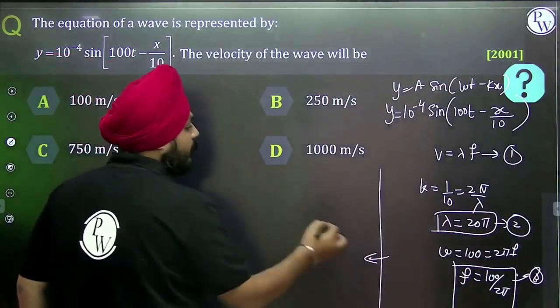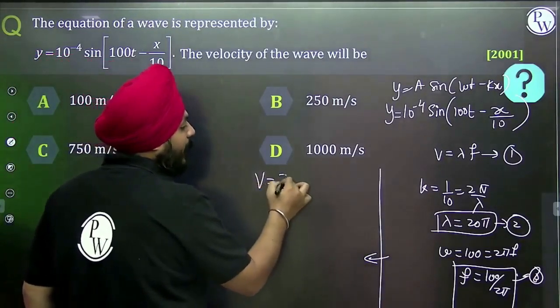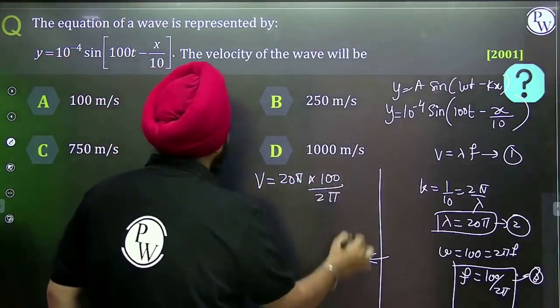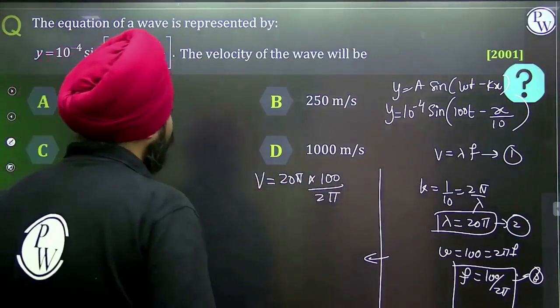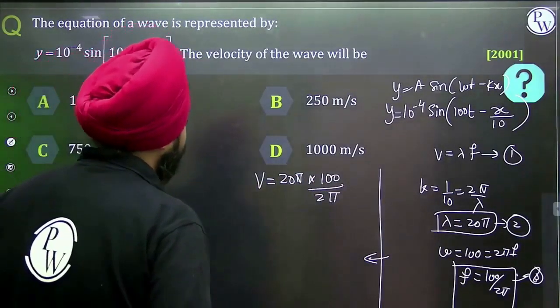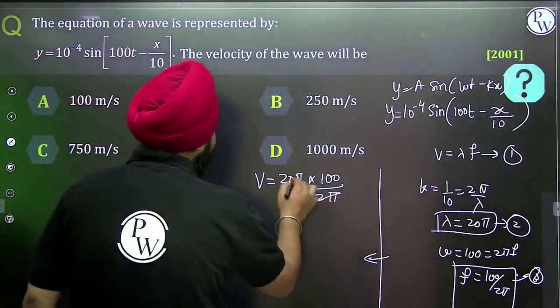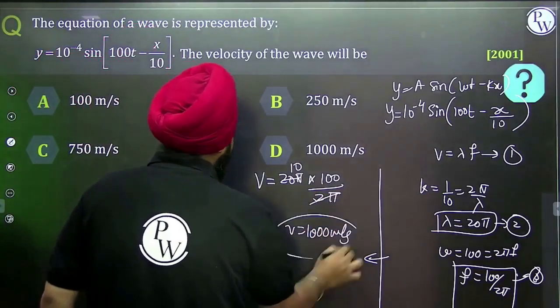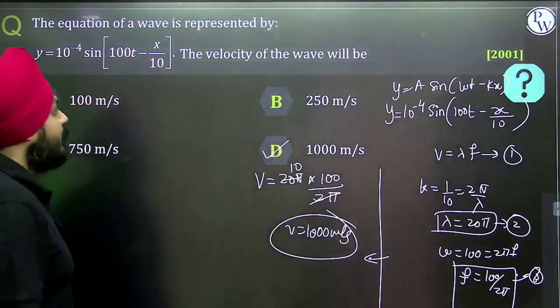Right. So v is equal to lambda f. Lambda is 20 pi and this is 100 by 2 pi. 20 pi, and we are going to get 100 by 2 pi. So this 2 pi is going to 10. Velocity will be 1000 meter per second. C is a perfect answer for this.